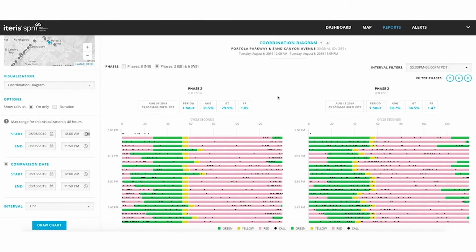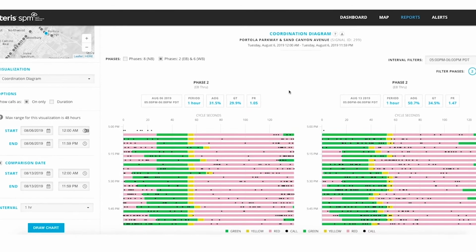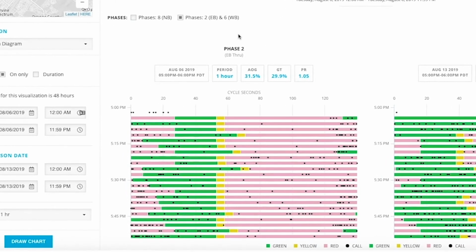First part of this next example shows how you can use SPM visualizations to improve your traffic signal coordination. On the left side of the diagram, we're looking at data from phase two, which is the eastbound through coordinated approach during the peak hour on a particular day, 5 to 6 p.m.